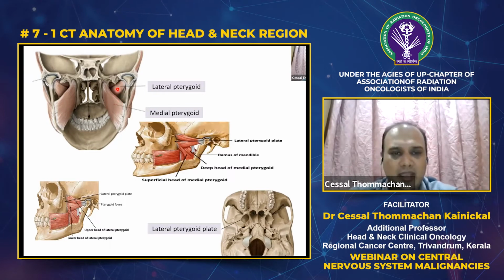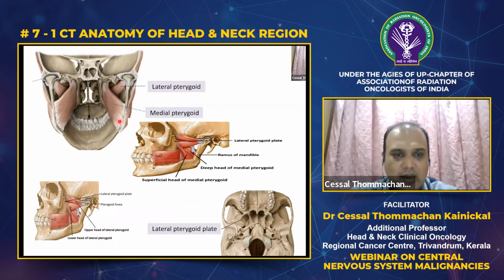When you have a CT scan, the lateral pterygoid is more or less having a horizontal path. The medial pterygoid is directed downwards and laterally.